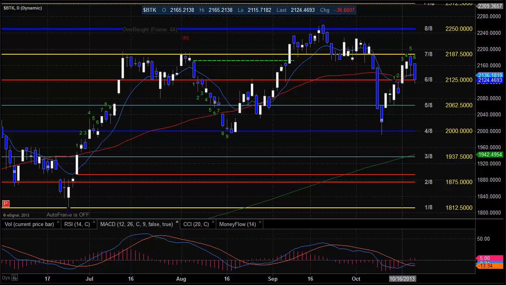And finally, here's the BTK. BTK, big down day, potential lower high here. Can't call it that until we take out this low all the way down to the 4/8 level. We're looking for support there. If we take that out, this 4/8 level is going to be less support than the first time for sure. So just keep that in mind as we go forward with this chart.